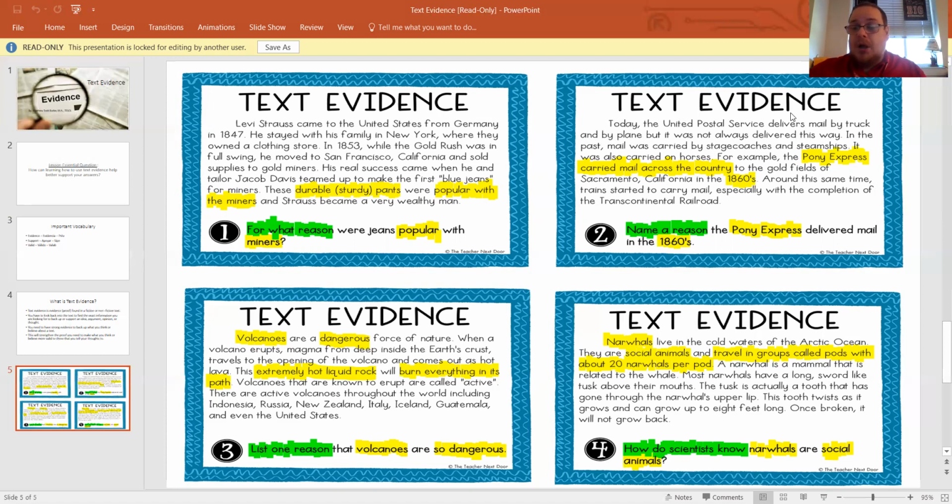Last one. How do scientists know? That's what we're looking for. How do they know? You'll find it in the paragraph. Now, our keywords are narwhals and social animals. So I've underlined narwhals, and not too long after that, social animals. And not too long after that is our answer. Travel in groups called pods with about 20 narwhals per pod. That's why they're social, because they travel together in a pod, okay?